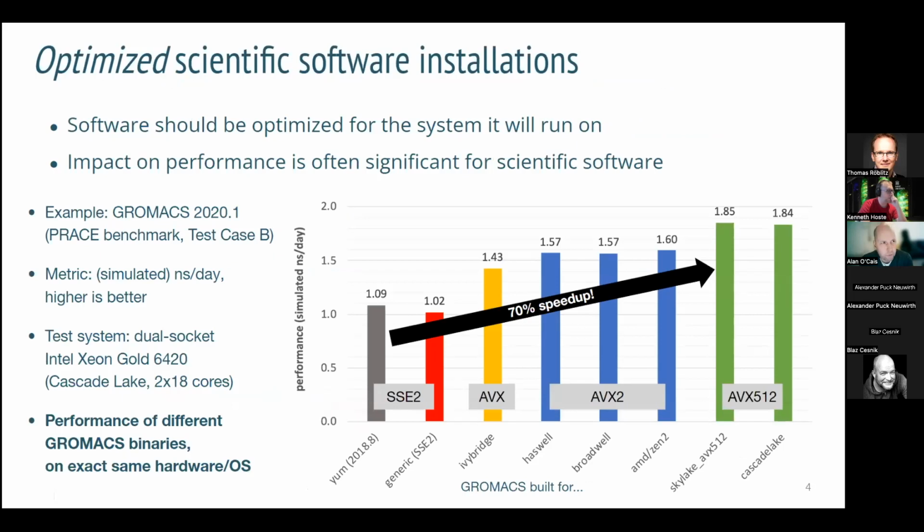In our case, what do we care about? We're dealing with scientific software, and we're dealing with high performance computing systems. So we care about optimization. We care about the performance of the applications that we use on these systems. So the software that's used should be optimized for the system where it's going to run.